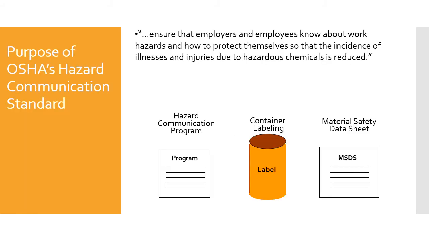And once again, we get back to the OSHA's Hazard Communication Standard. It's to ensure that employers and employees know about work hazards and how to protect themselves so that the incidence of illness and injuries due to hazardous chemicals is reduced. You got the Hazard Communication Program, Container Labeling, and Material Safety Data Sheet.